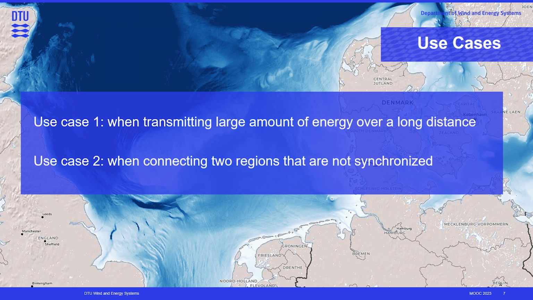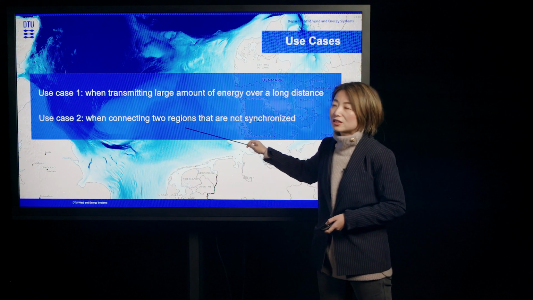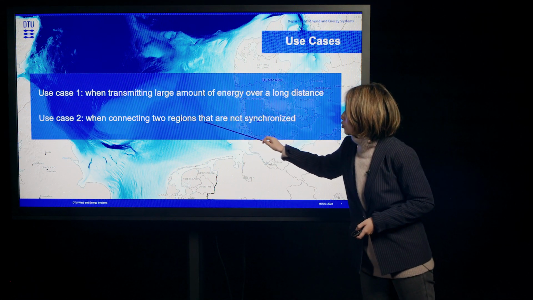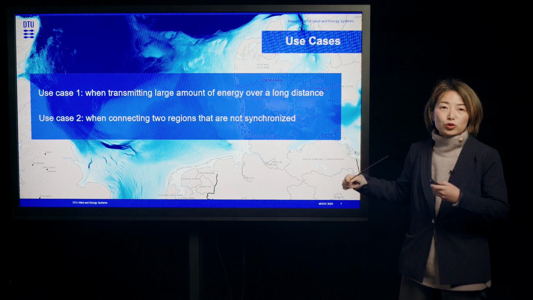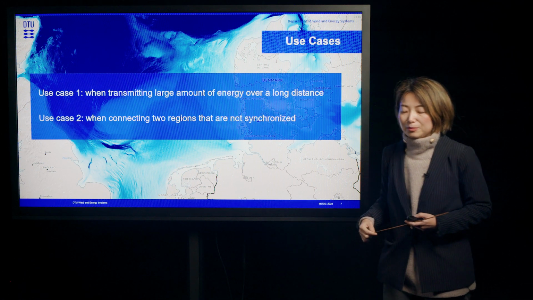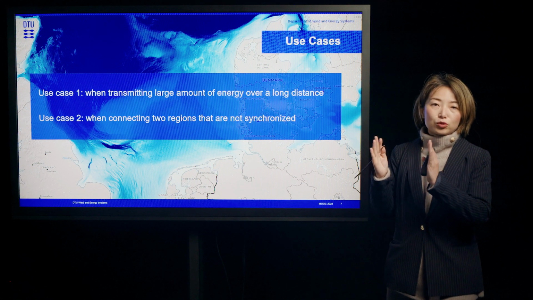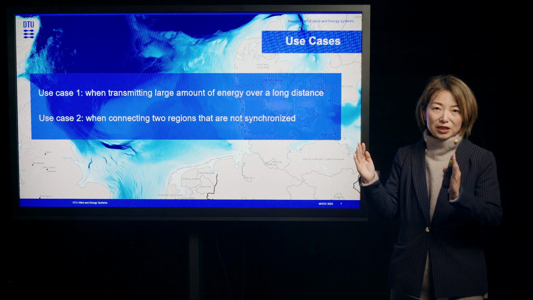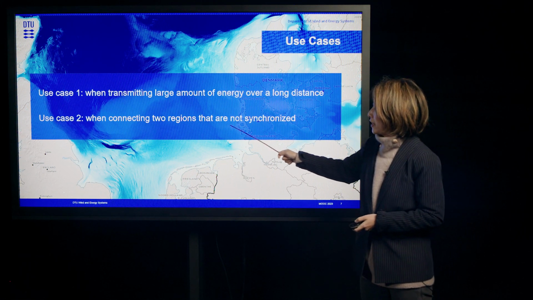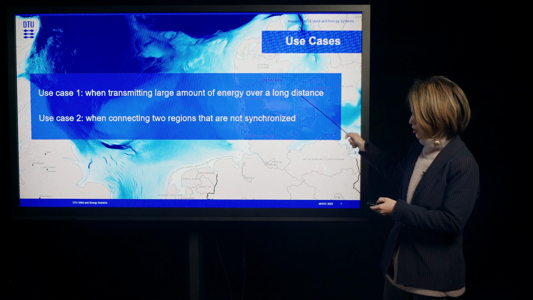Use case number two is when you connect two regions, either two separate regions within the same country or two different countries, and these regions or countries are not electrically synchronized. This is what we call a back-to-back application. Back-to-back means that the distance between the two valves is almost zero. They can be put in the same building, so that's why it's also called a back-to-back solution. And the first case is called point-to-point transmission.